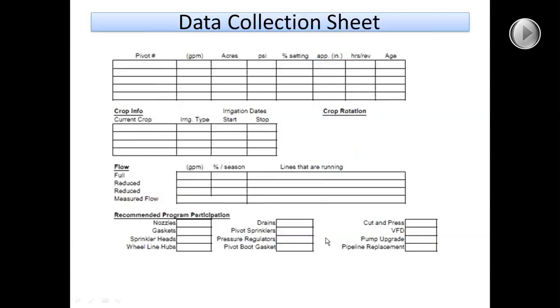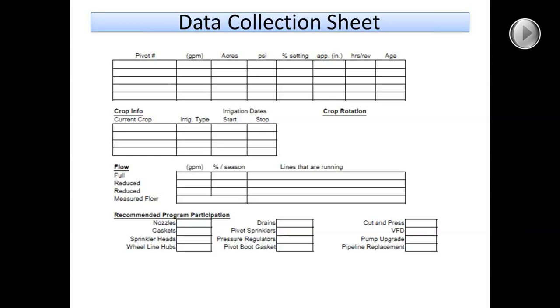This is the second half. This next section is specific for center pivots. If they have multiple pivots, we can write the pivot name or the pivot number, however they identify it, or however we want to identify it, into these rows. What the design flow rate is for the pivot in gallons per minute, how many acres each pivot covers.